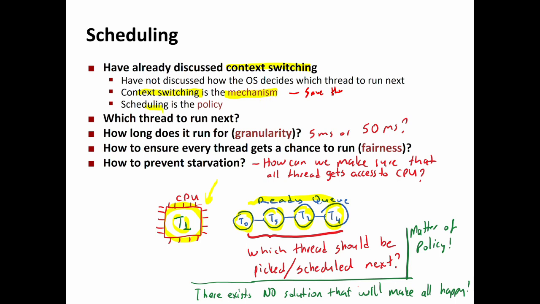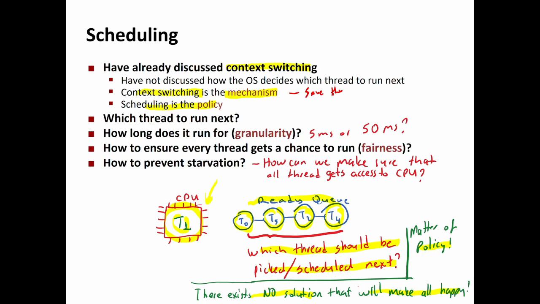Now, scheduling, which is the picking of the thread to run next, which means among these threads in the ready queue, which thread should be picked or scheduled next. That is what the scheduler does, okay? And that is a matter of policy. We call this a policy because there exists no solution that will make everybody happy, okay? Whatever method we propose here, it will make some types of threads happy and others unhappy, and this is why we call it a matter of policy.